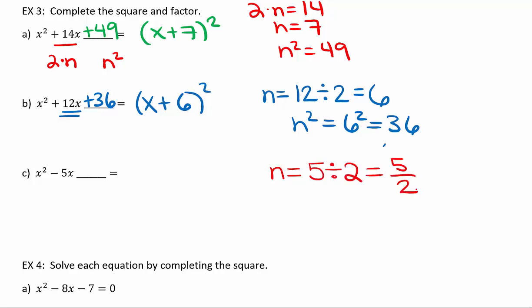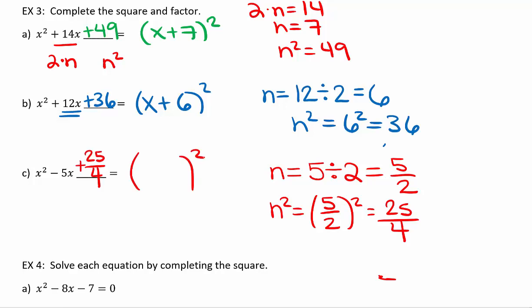With completing the square, you really want to work with fractions instead of decimals. So I'm just going to leave that as 5/2. Then I take that number and I square it. 5 squared is 25, 2 squared is 4. So to complete the square, I have to add 25 over 4.